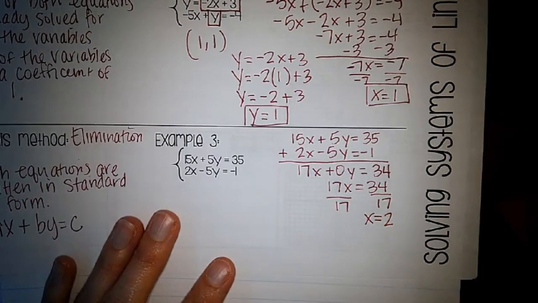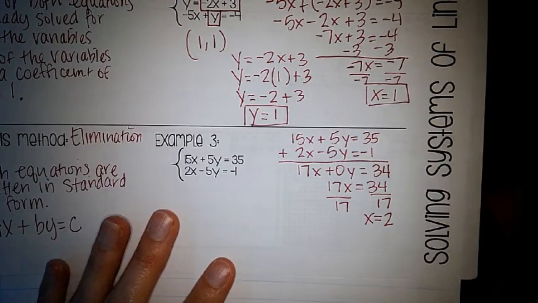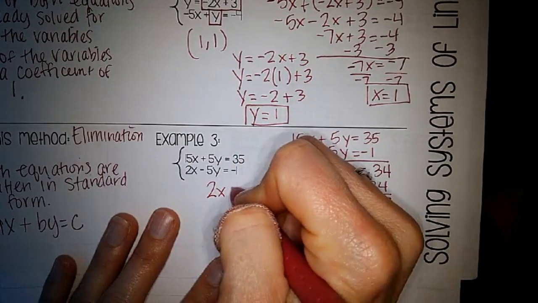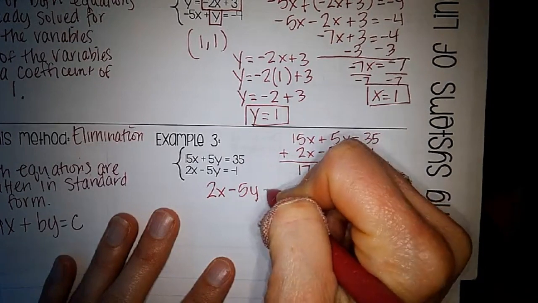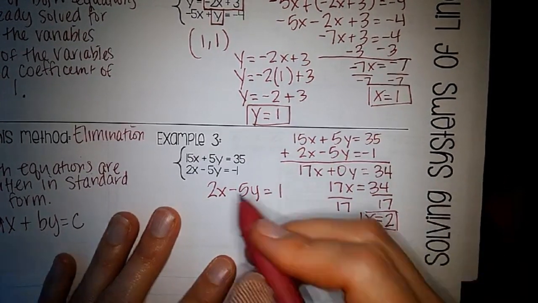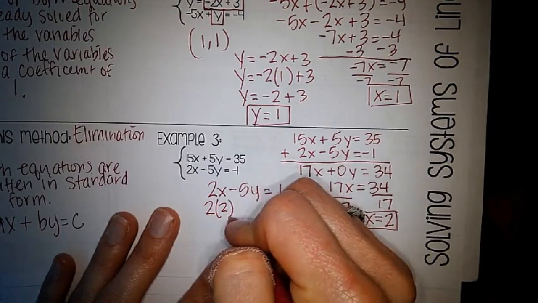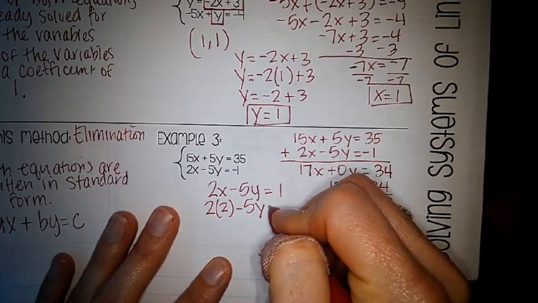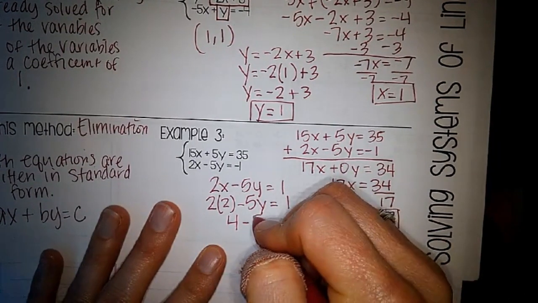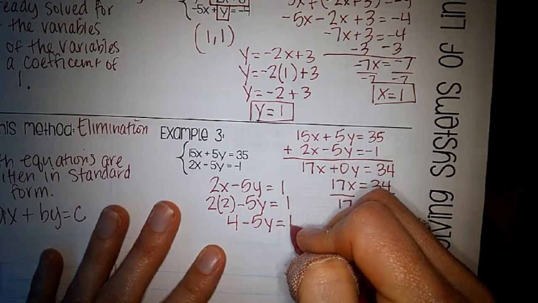First or second? First. You want the big numbers or the small numbers? Pick the second. Go with your smaller numbers. Okay, so 2 times the value of x minus 5 times the value of y equals 1. We know the value of x as 2. So 2 times 2 minus 5 times y equals 1. 2 times 2 is 4. Minus 5 times y equals 1.